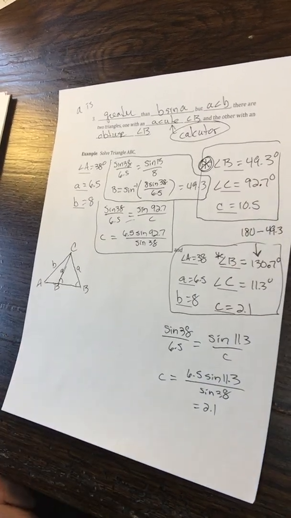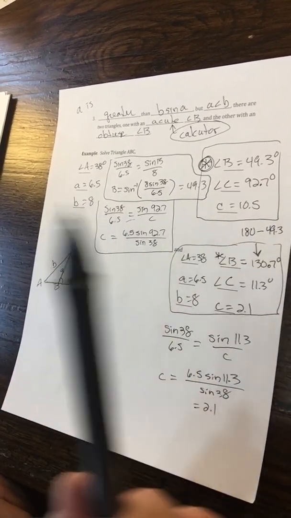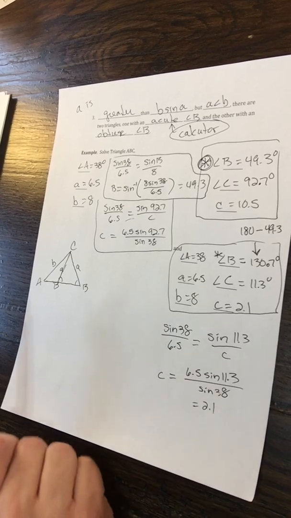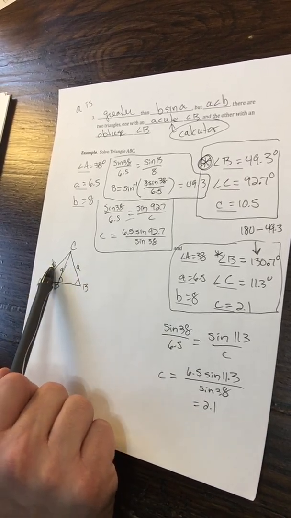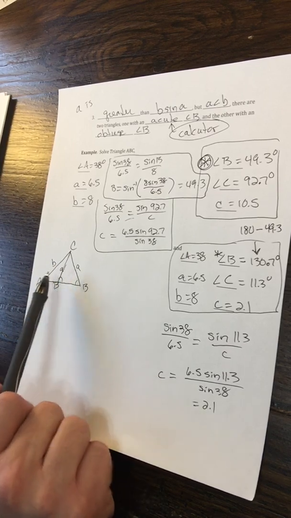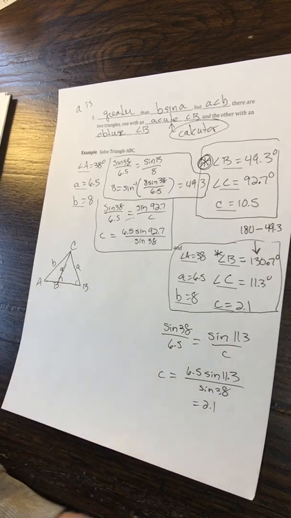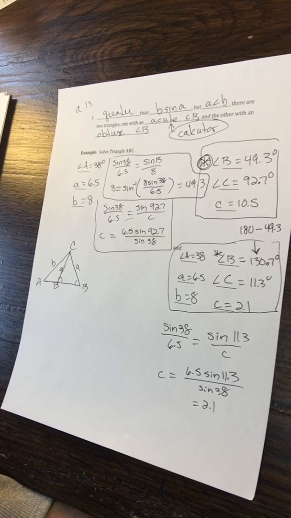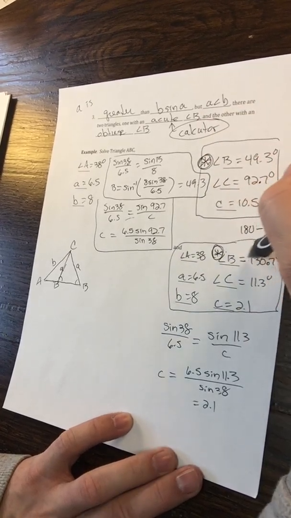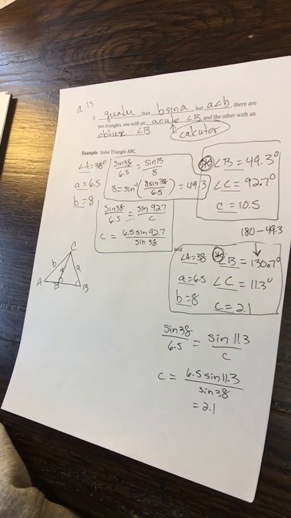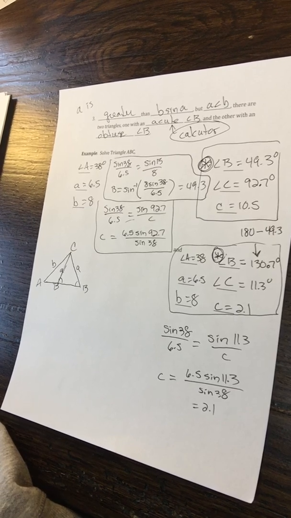Your job is to recognize when you're given an angle side-side triangle. If you have an acute angle and A is smaller than B, but big enough to make the triangle happen, you're going to get two different triangles. How do you get the second triangle? The first angle you find, you got to subtract it from 180 to get that angle for the other triangle. That is a lot for you guys to process.